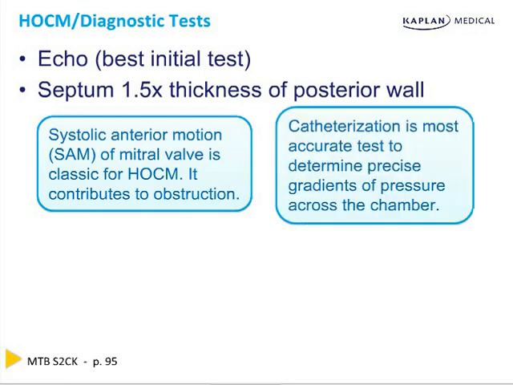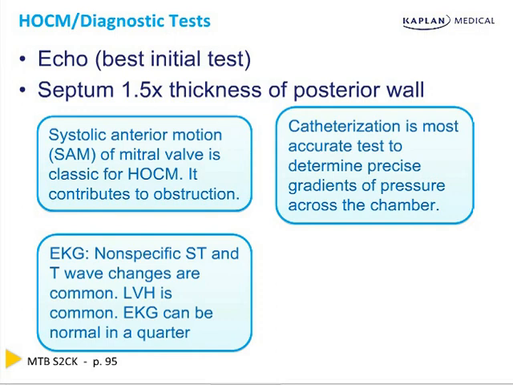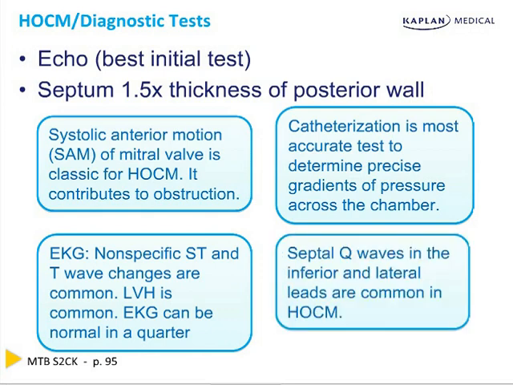And catheterization may be the most accurate test, but it's really only necessary for a specific diagnosis. The EKG is going to show left ventricular hypertrophy, and although it could even be normal, if you have an abnormal echo and a normal EKG, go with the echo. Always go with the echo.